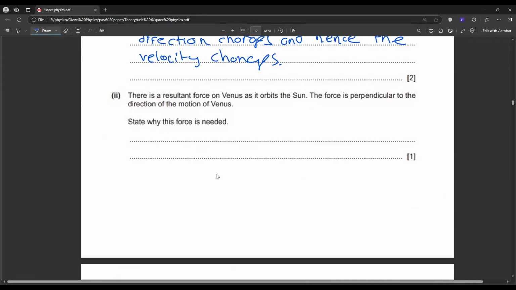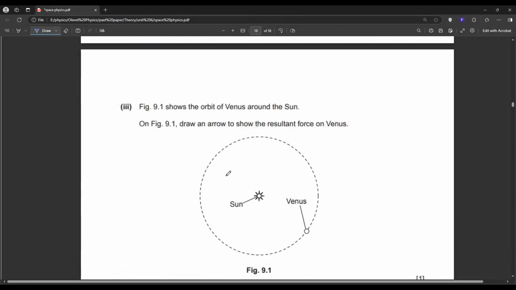There is a resultant force acting on Venus as it orbits around the sun. The force is perpendicular to the direction of motion of Venus. State why this force is needed to keep Venus in a circular orbit. To keep Venus in a circular orbit. Simple as that. Let's further move ahead.